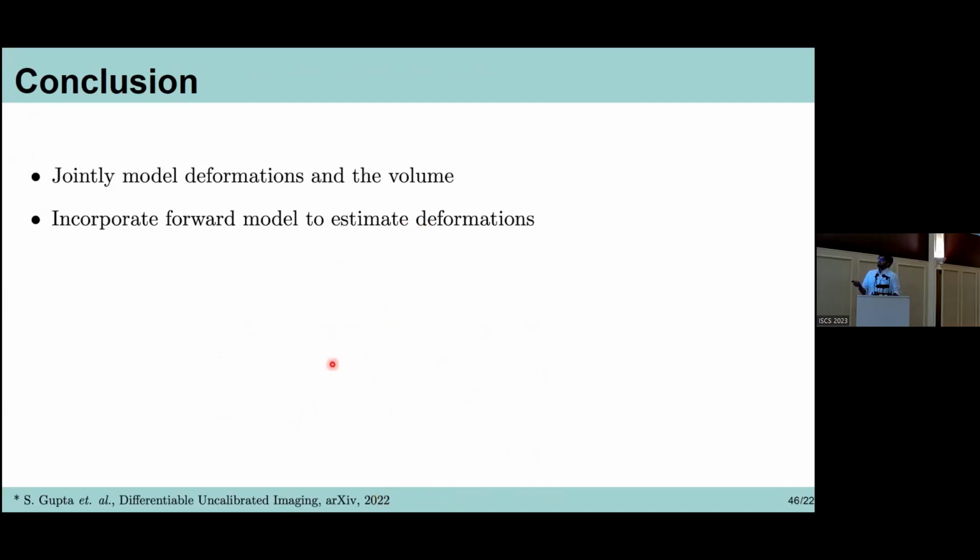So in conclusion, we jointly model deformations and the volume estimation parameter. We learn the deformation parameters through the forward model rather than certain heuristics. Also, our formulation can easily incorporate bias, which we do not do now. And it's computationally efficient. You could use certain tricks to make it much more computationally efficient and independent of the size of the volume itself.